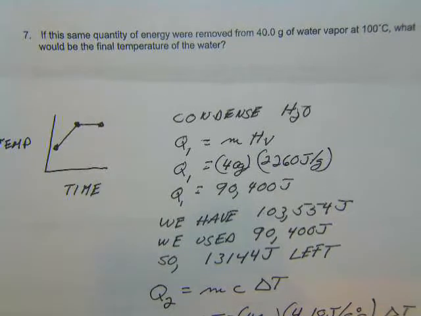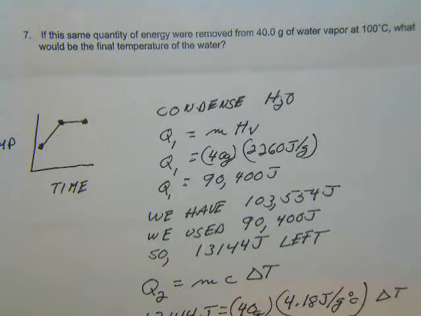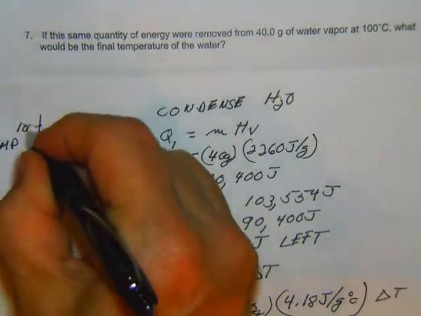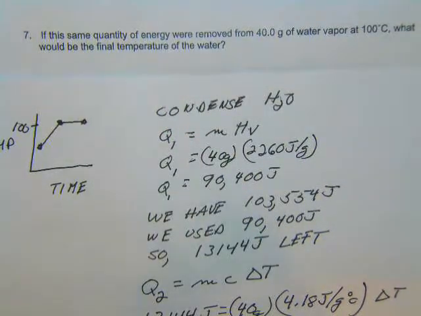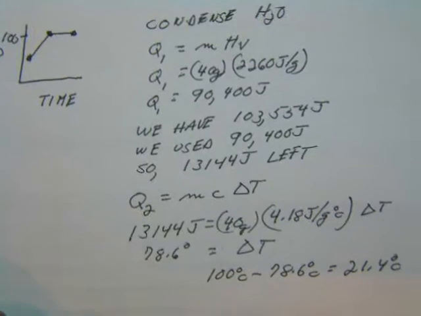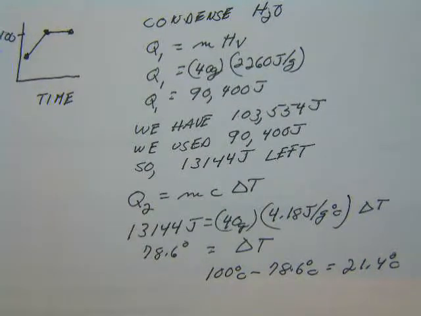78.6 degrees. Well, we want to know what the final temperature of the water is going to be. And we started at 100, so this would have been 100 up here. So our final temperature is going to be 100 degrees Celsius minus 78.6 degrees Celsius, which is 21.4 degrees Celsius. Oops, let me get that above there a little bit. Sorry about that. So that's where we're at, and that ends this worksheet.